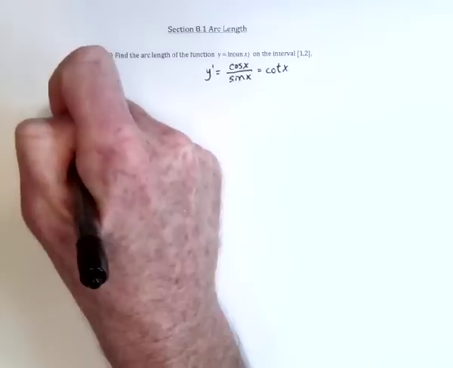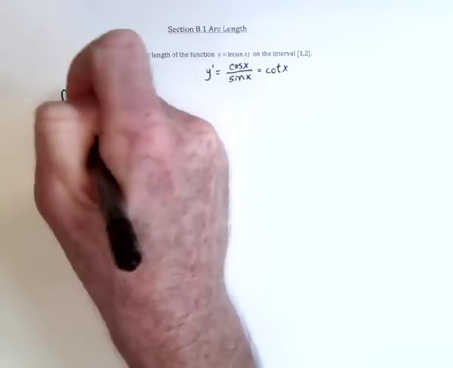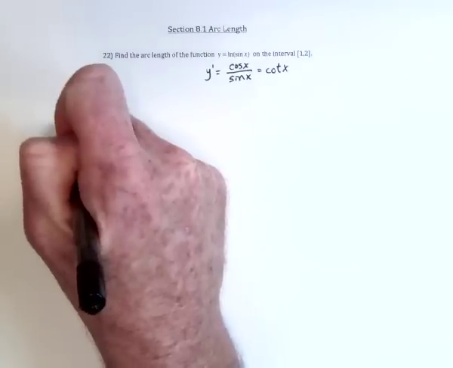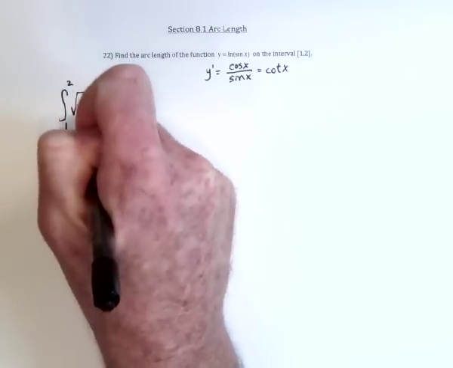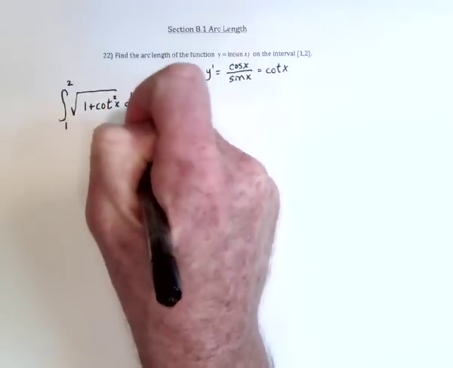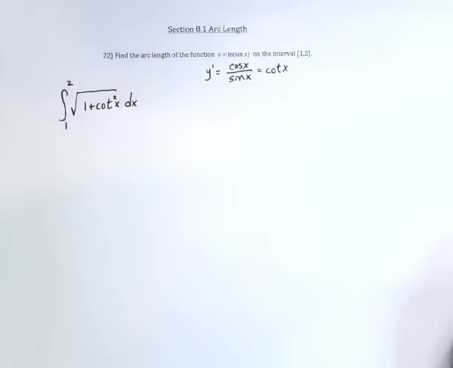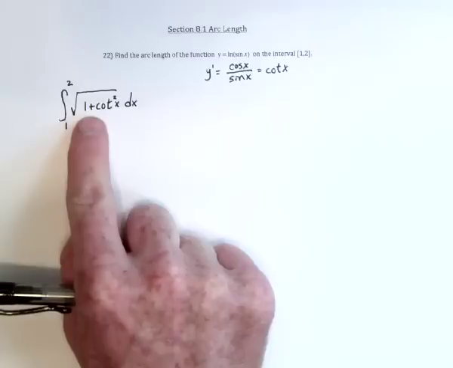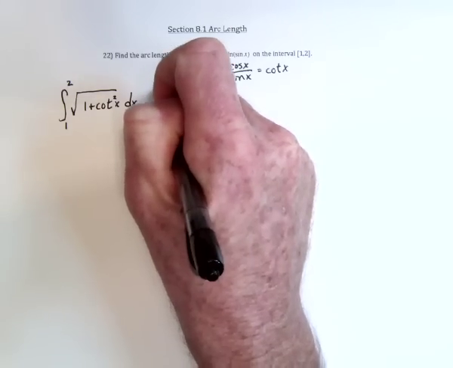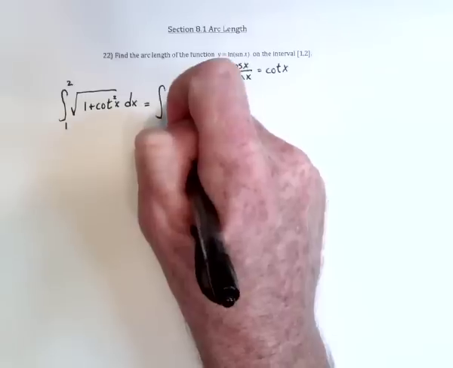Okay, now to find arc length, you integrate over the interval from 1 to 2, and it's the square root of 1 plus the derivative squared. So that's going to be 1 plus cotangent squared inside of the square root. And there's a trig identity for 1 plus cotangent squared. This is equal to cosecant squared. So if you have the square root of cosecant squared, that is just going to say integrate cosecant.